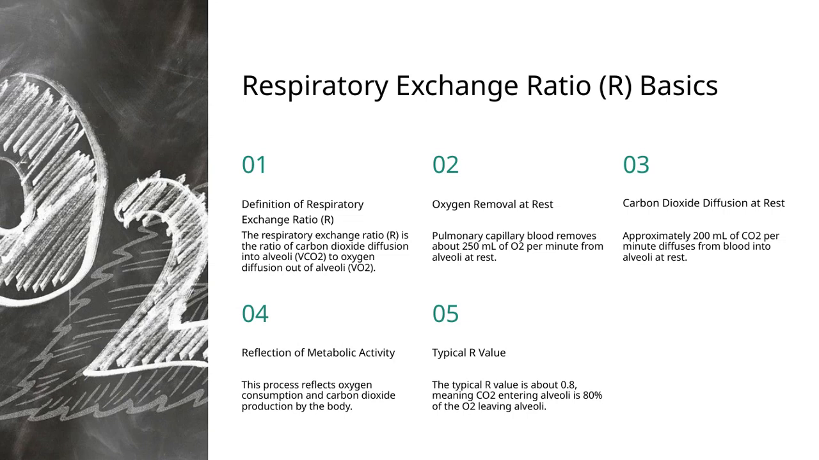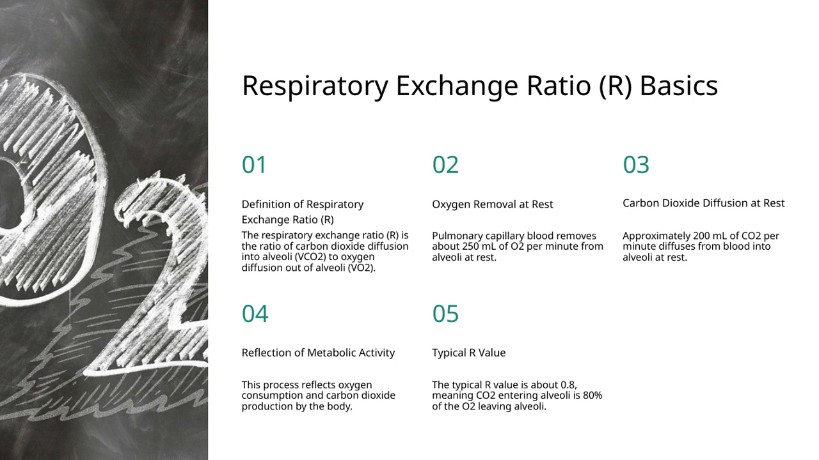Now, let's discuss the typical R value, which is about 0.8. This means that, for every unit of oxygen leaving the alveoli, about 80% of that amount of carbon dioxide enters the alveoli. This ratio gives us a useful way to understand the balance between oxygen consumption and carbon dioxide production in the body. Essentially, it reflects our metabolic activity, how much oxygen our tissues are using, and how much CO2 they produce as a byproduct.